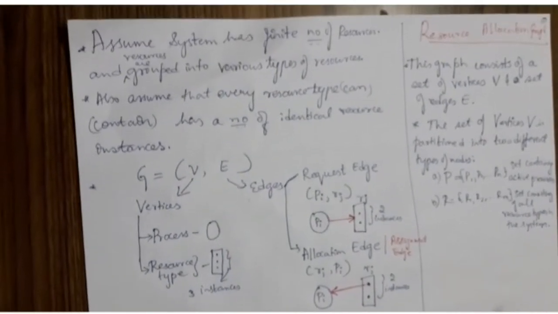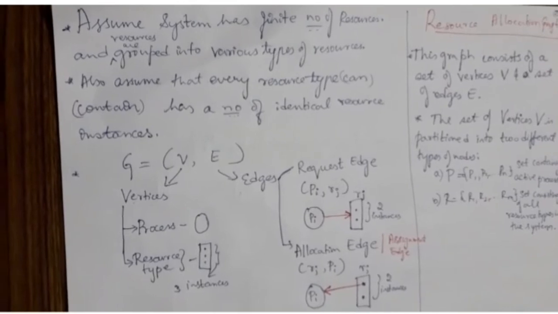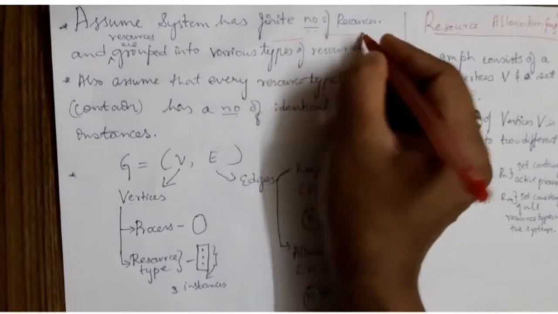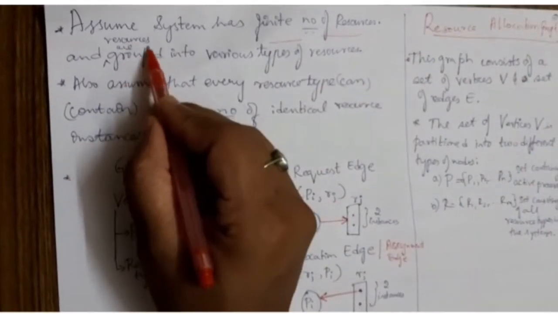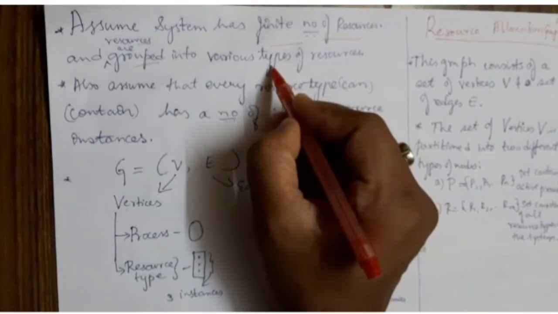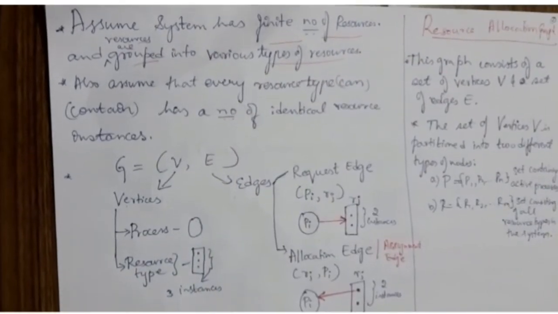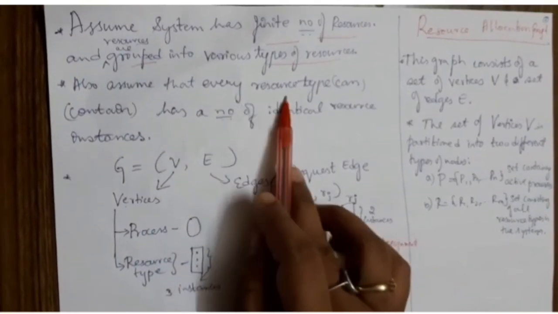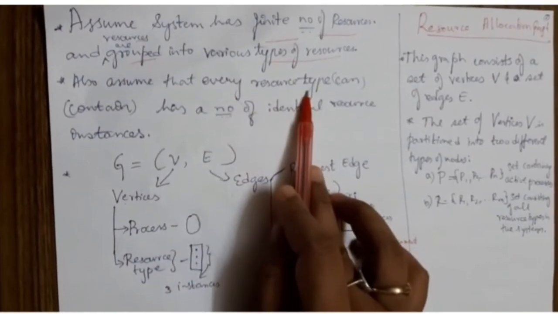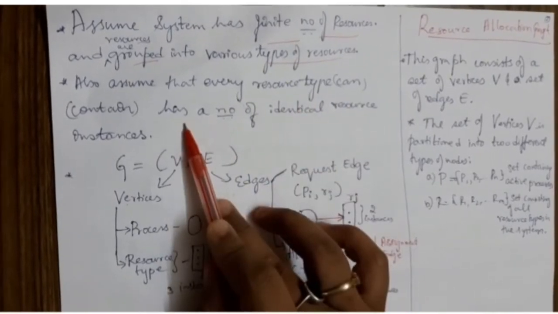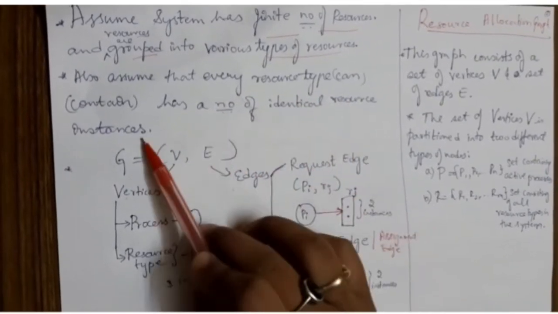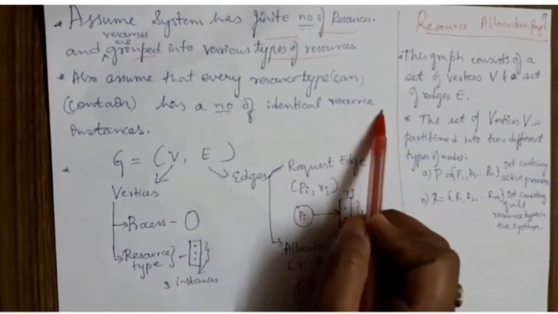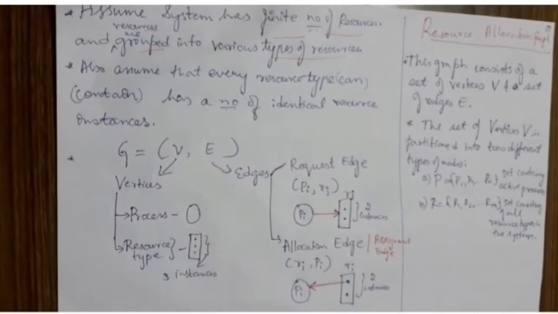Now let us see how to represent the deadlock. Now assume that the system has a finite number of resources and each of the resources is grouped into various types of resources. Assume that every resource type can have n number of identical resources called instances. What is this? We will see.